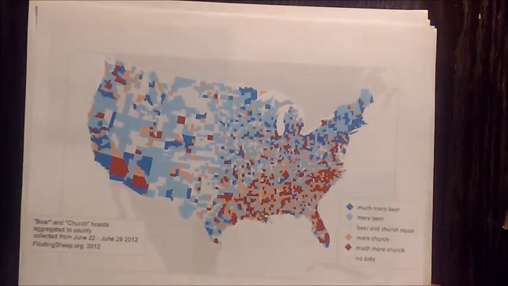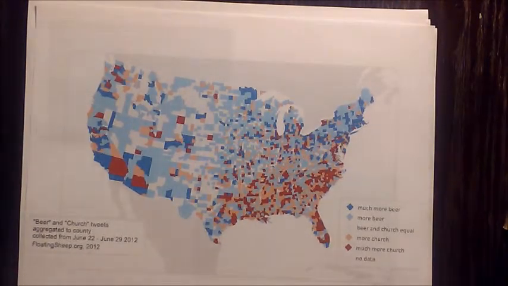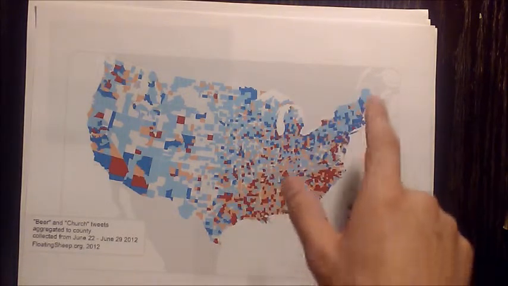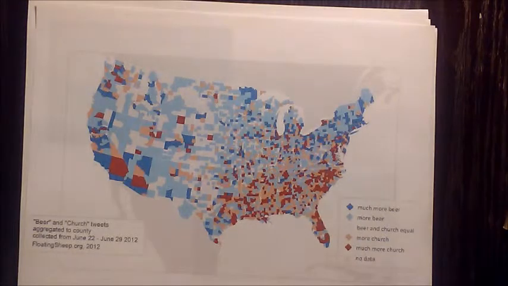So here we have beer and church tweets by county. More beer is blue and more church is red. We can clearly see there is some clustering. So we got nice red in the south, and oh, look at that, in the north there's lots of beer. There's definitely some spatial autocorrelation going on here. The next county over is more likely to be one or the other, depending on its neighbor.